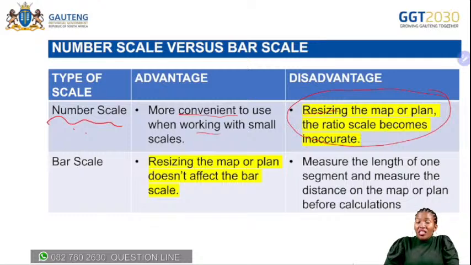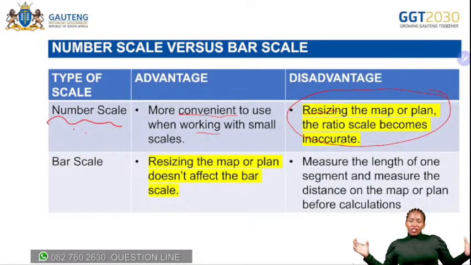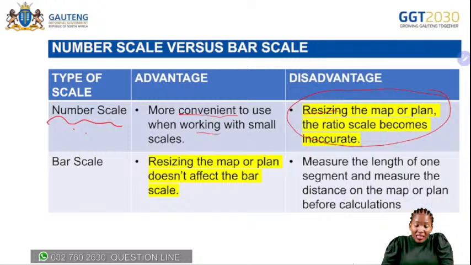With a bar scale, it is the opposite form of number scale. With a bar scale, whether an image has been enlarged or reduced, the bar scale will still remain accurate. If a picture is enlarged by a factor of 10, the bar scale will also get enlarged by a factor of 10. If a picture is reduced by a factor of 500, the bar scale will also get reduced by a factor of 500. So a bar scale will never be affected by the resizing of the object or the image or the map. And that is an advantage of working with a bar scale, is that resizing the map or plan will not affect your bar scale at all.